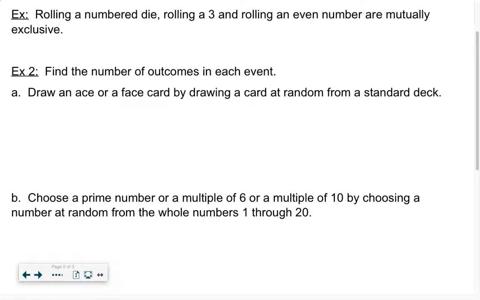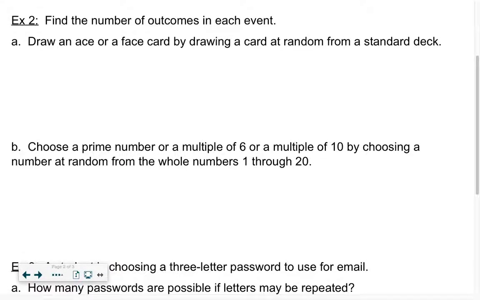For example number 2, we want to find the number of outcomes in each event. So we want to draw an ace or a face card from drawing from a standard deck at random. So the first thing we need to establish is just how many cards do we have in a standard deck. Well, there's 4 different suits, and we have an ace through a king, which means we have 13 different cards for each suit.